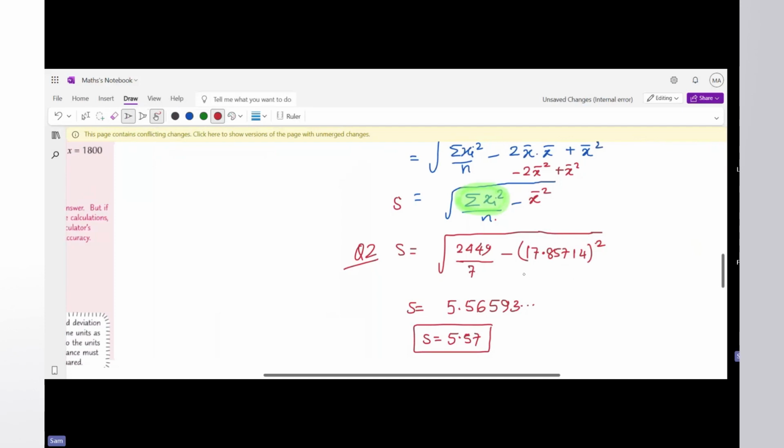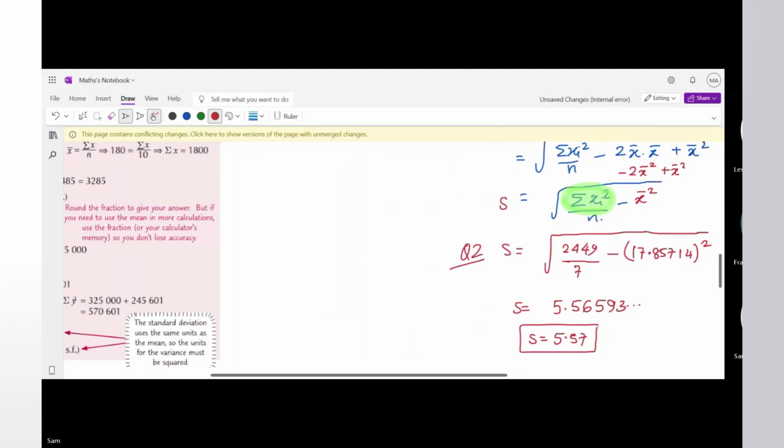So I've just substituted all the values in the formula. Can you use a calculator to show this calculation? Root of 2449 by 7 minus the square of this. I just used 17.9 to calculate, so it's a little bit small. Done. I hope you're getting 5.5659. Yes.